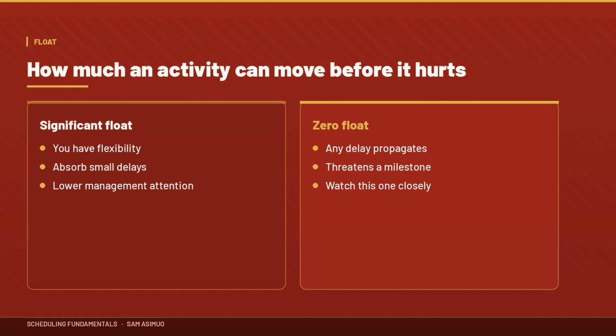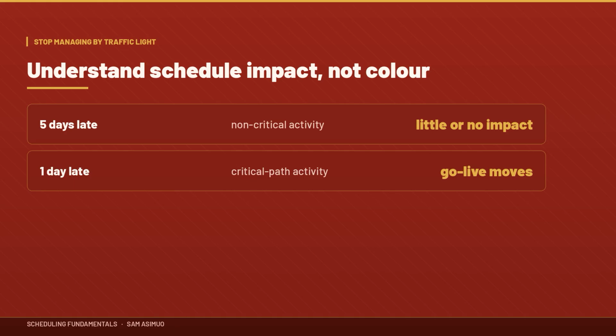In simple terms, float tells you how much an activity can move without causing a particular schedule impact. An activity with significant float gives the project manager some flexibility. An activity with zero float deserves much closer attention because a delay could directly affect another key milestone or the project's completion date. This is why I always encourage project managers.